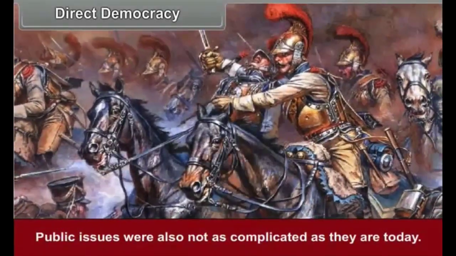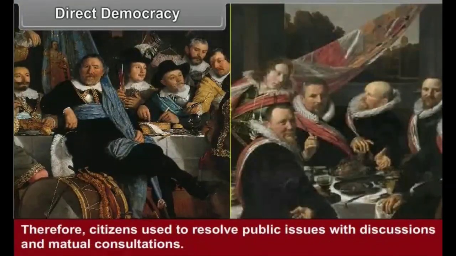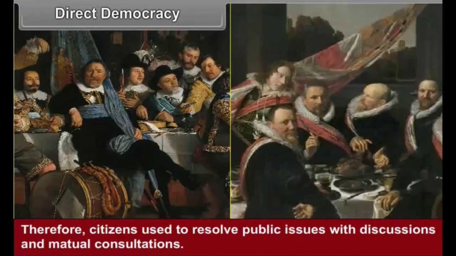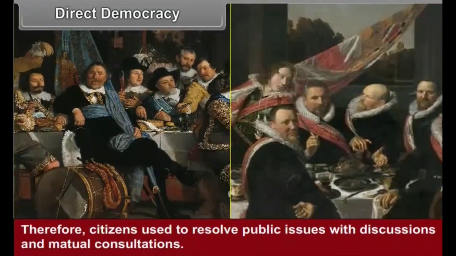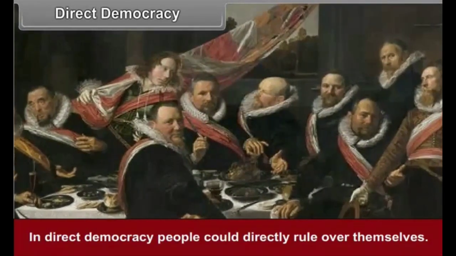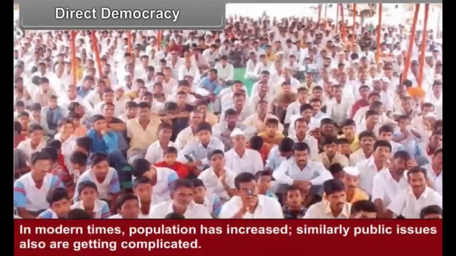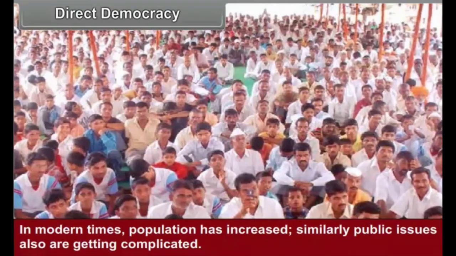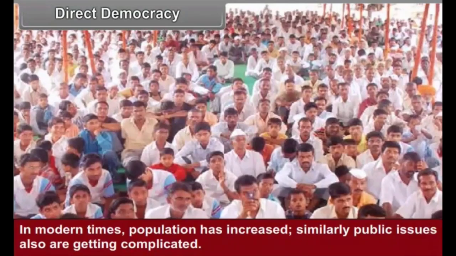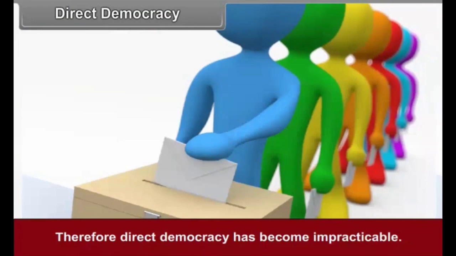Public issues were also not as complicated as they are today. Therefore, citizens used to resolve public issues with discussions and mutual consultations. In direct democracy, people could directly rule over themselves. That means people were sovereign in real sense. In modern times, population has increased. Similarly, public issues also are getting complicated. Therefore, direct democracy has become impracticable.